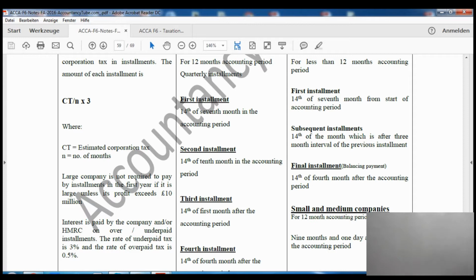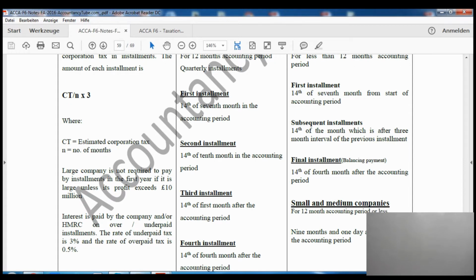The subsequent installment is on the 14th of the month, which is at a 3 months interval from the previous installment. So if you've made the first payment on the 14th of July, then the next payment is going to be 3 months after that, so it is the 10th month basically. This applies if you have a 10 months long accounting period or more than that.